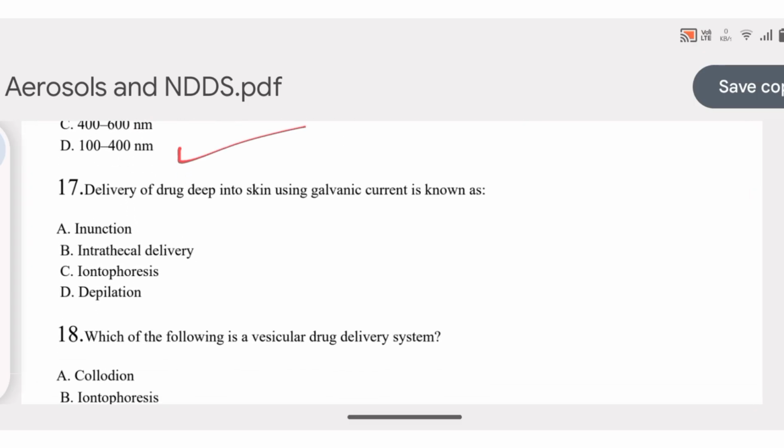71. Delivery of the drug deep into skin using galvanic current is known as. It is not the transdermal patch, because that is also applied to the skin and shows penetration, but it mainly focuses on this word, galvanic current. So yes, I think you got the answer, which is iontophoresis, because it utilizes electric current to penetrate the drug into the skin.